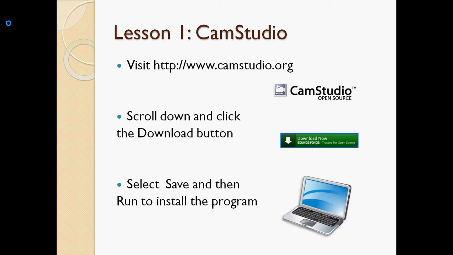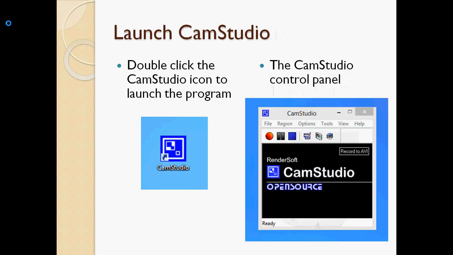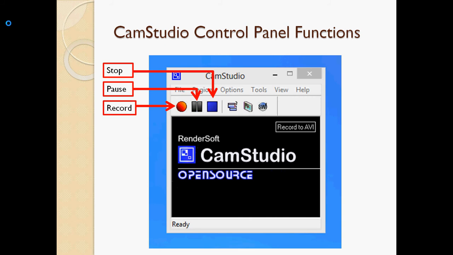So lesson 1, CamStudio. Visit http://www.camstudio.org. Scroll down and click the download button to download CamStudio to your computer. Select save and then run to install the program. To launch CamStudio, double click the CamStudio icon and you'll see the CamStudio control panel. These are the basic CamStudio control panel functions: record, pause and stop.